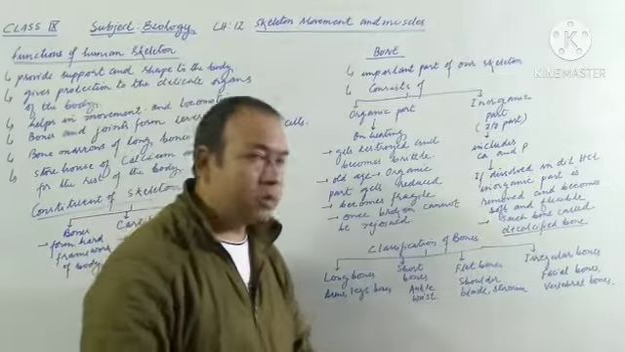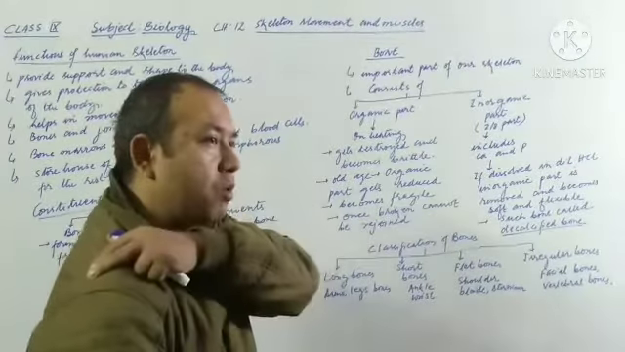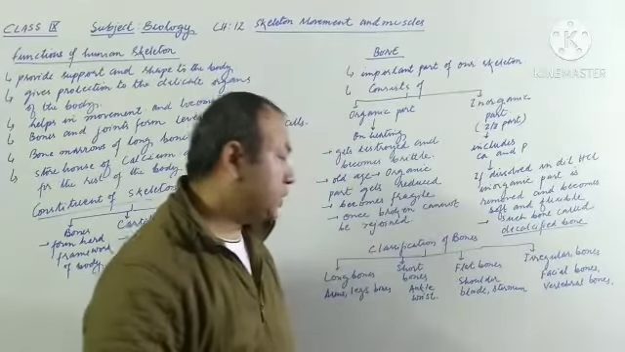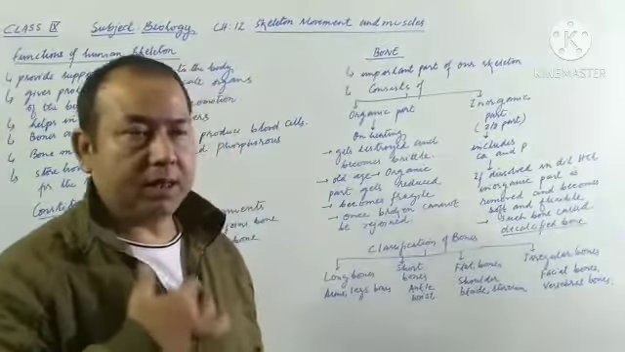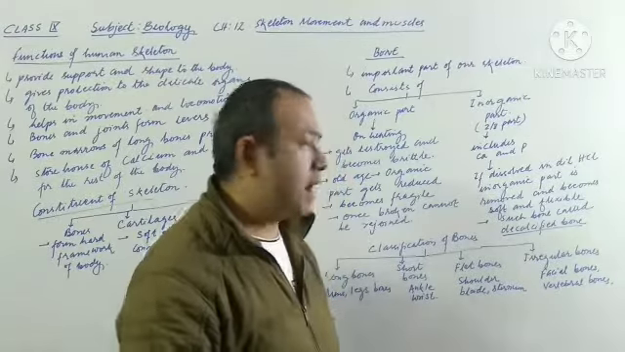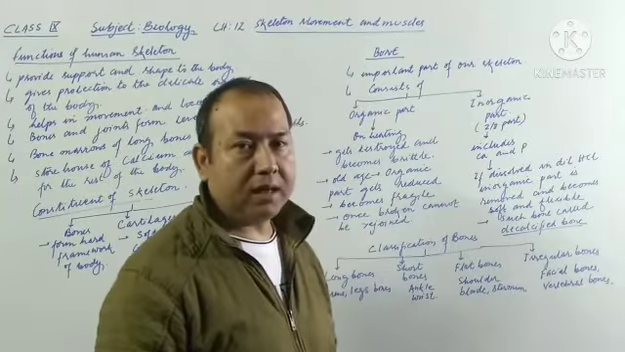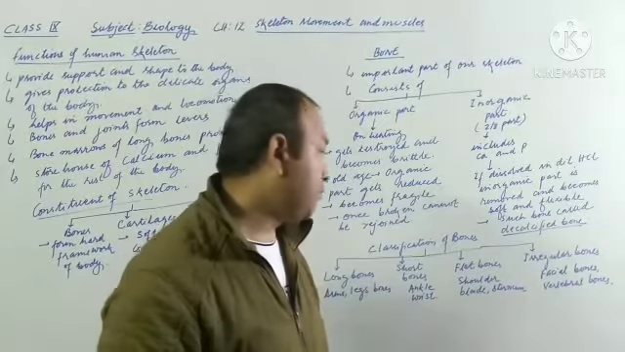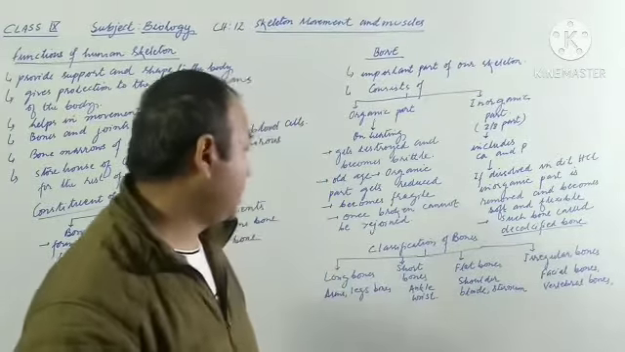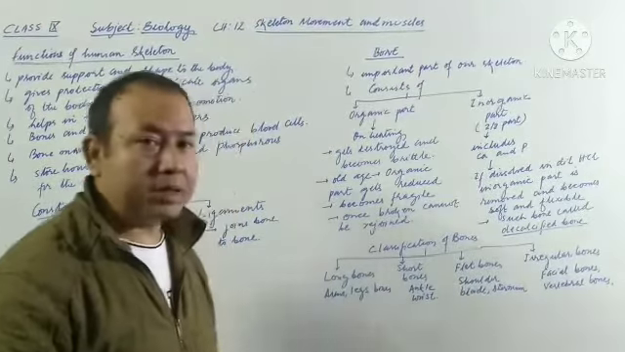Then flat bones are like the shoulder blade bone, which is present here. They are usually flat. The sternum, which is present in the middle of the ribs, is a good example of flat bones. Irregular bones are like the bones of the vertebral column and the facial bones. So these are the different types of bones with their examples.